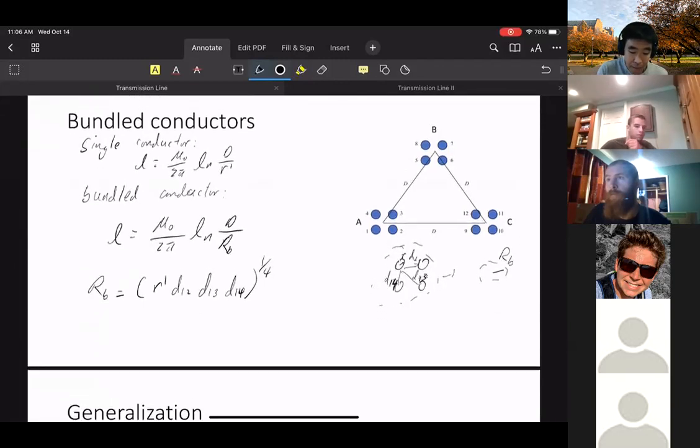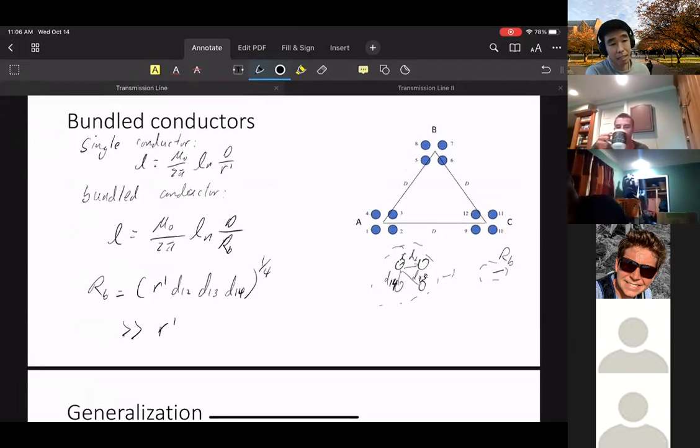But the nice thing is, if you look at this effective radius, it is normally much larger than R prime, because this is a mean in some sense of all the distances we have. And normally the separation within a bundle is much larger than the radius of a conductor in the bundle. So this looks like a much bigger conductor, even though we did not use a bigger conductor, we used a bundle of smaller conductors. So just remember geometric mean.